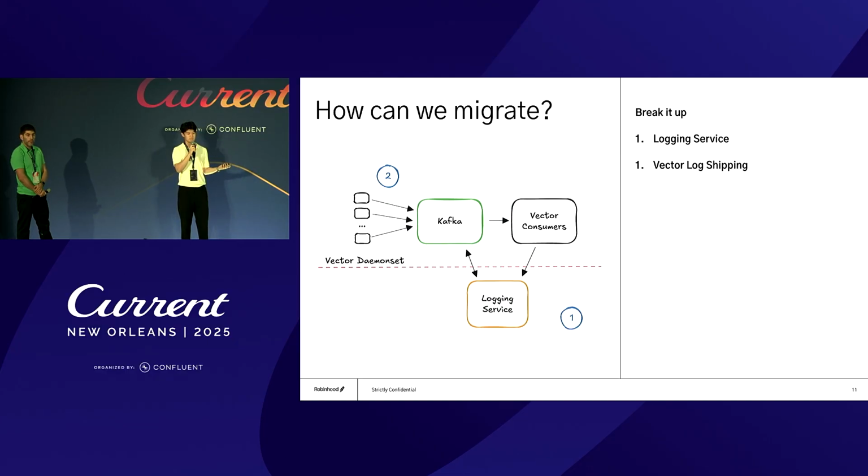Our key insight here was trying to break down this migration into two parts. We separated it out into part one, which is the logging service itself, and then part two, which is the rest of the log shipping. And as part of this migration, we also wanted to break apart this monolithic Kafka cluster and use two WarpStream clusters in the end, which I'll show later.